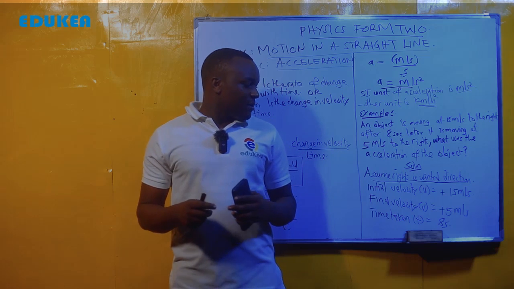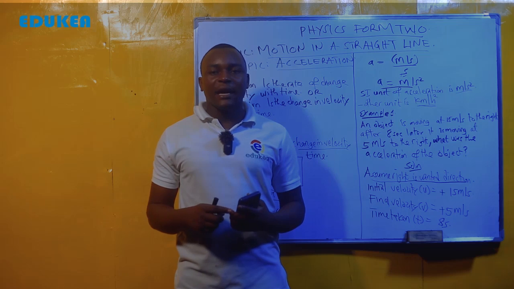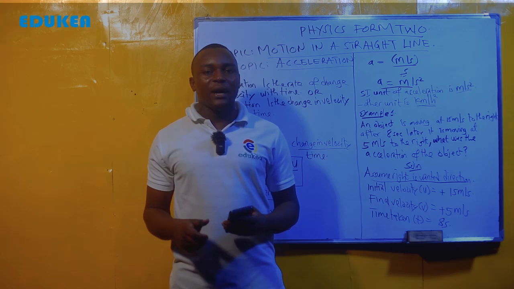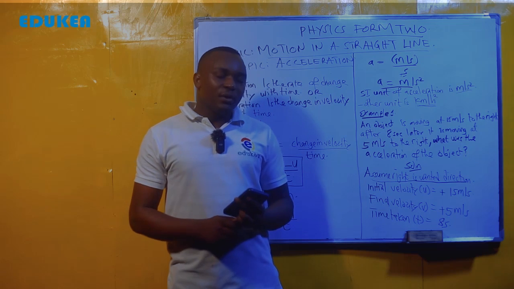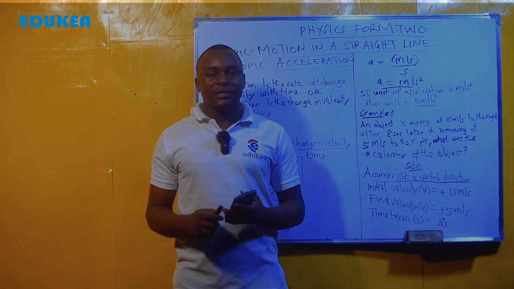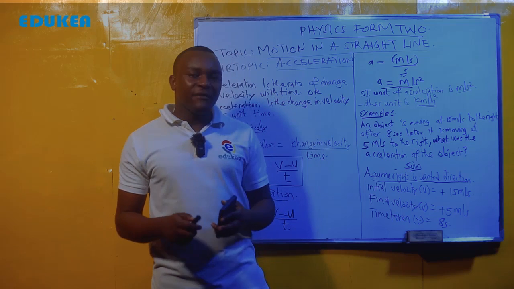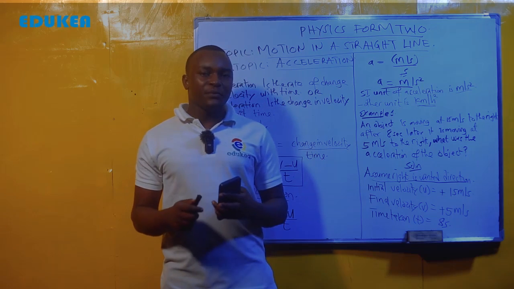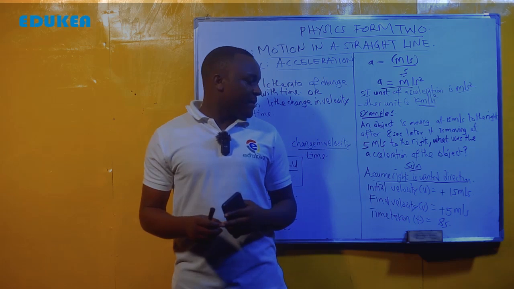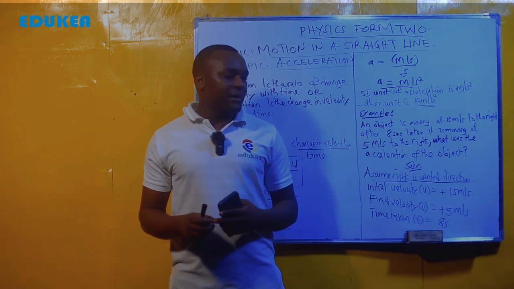So in this question we have been given initial velocity, final velocity and time, and we are asked to find the acceleration of the body. Let's assume that right is the wanted direction. We have initial velocity equal to 15 meter per second, final velocity equal to 5 meter per second, and time taken of 8 seconds.